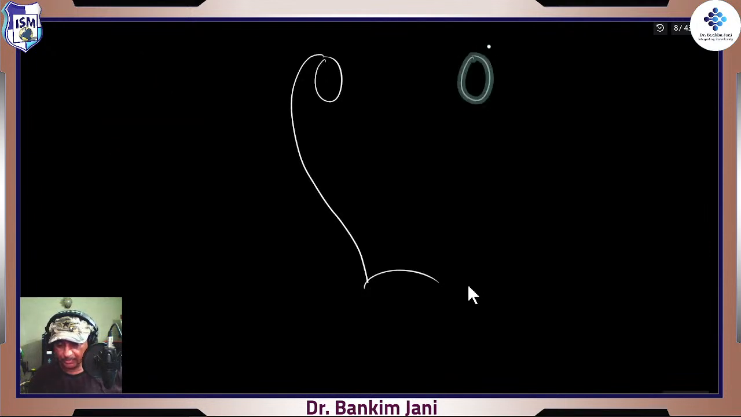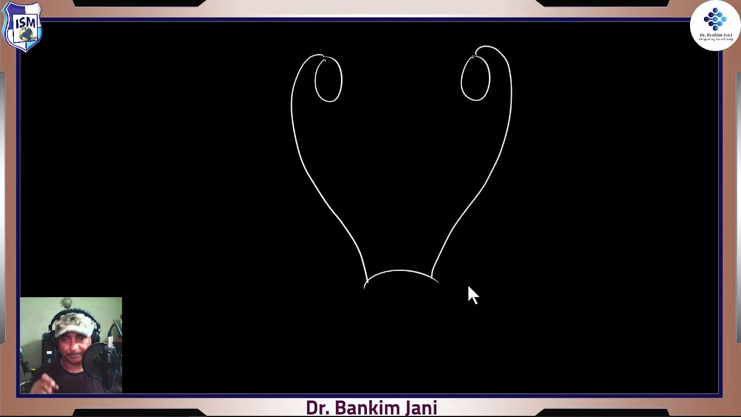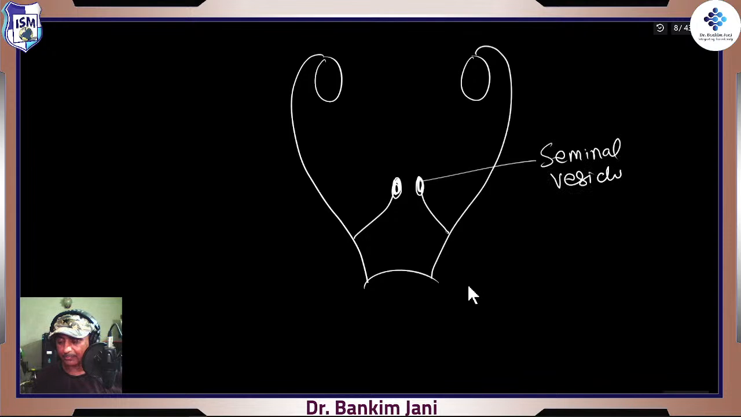I just want to draw one more figure and then we'll proceed. Okay. Because there is one more structure which I wanted to add. These are the seminal vesicles, right? There is one more structure which would be ascending. These are the seminal vesicles. These are the vessels which will be storing the sperms, right? And this is like your mesonephric duct.